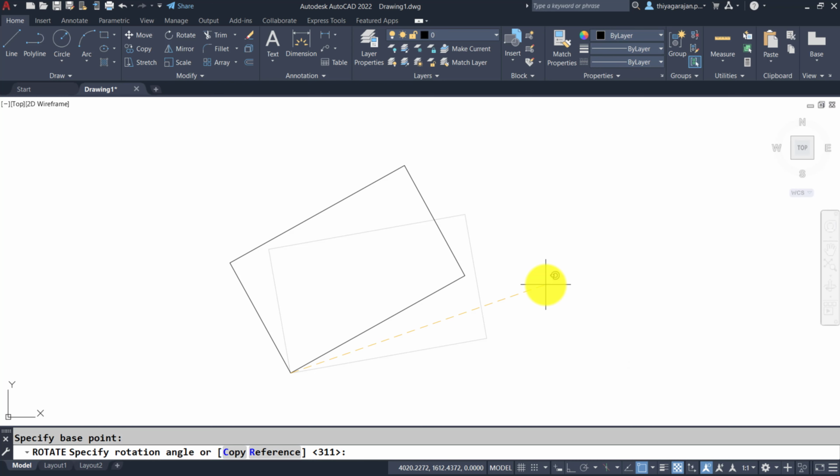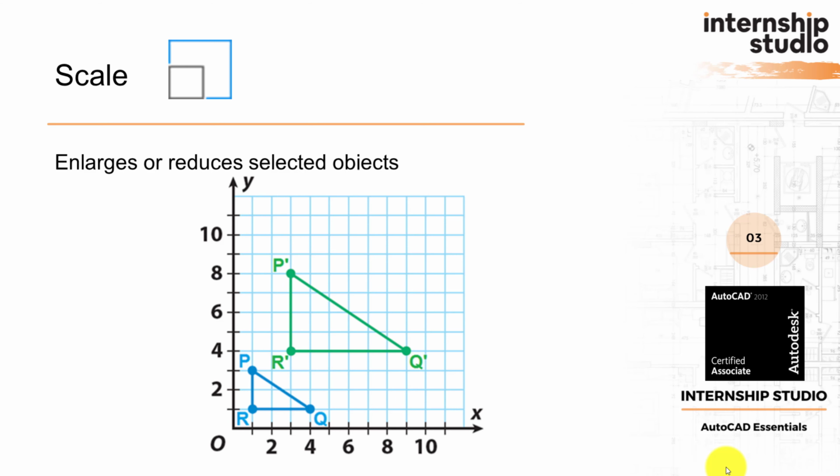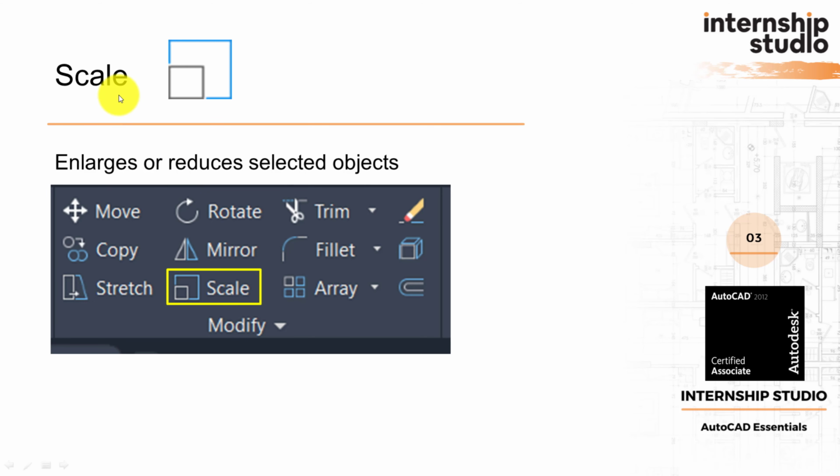Next important modify command is scale. Scaling means we can increase or decrease the size of the object with this scale command. We can access this scale command by clicking on this scale icon on the modify ribbon.